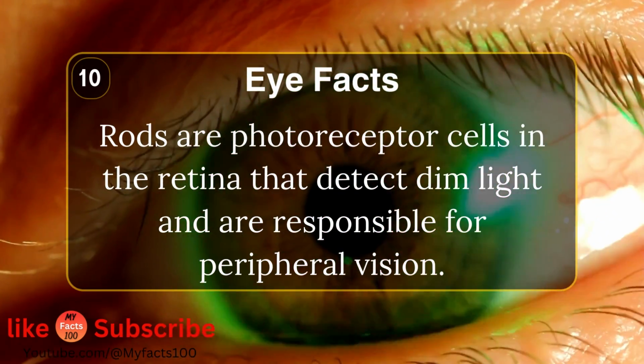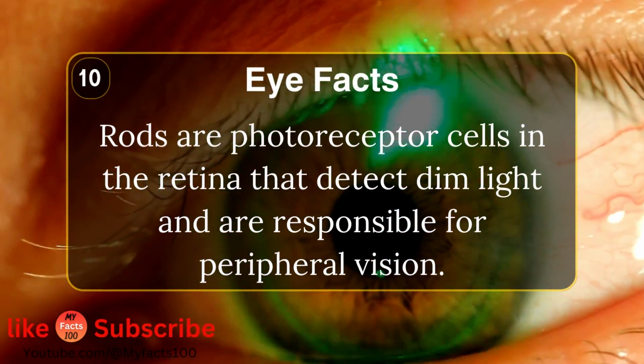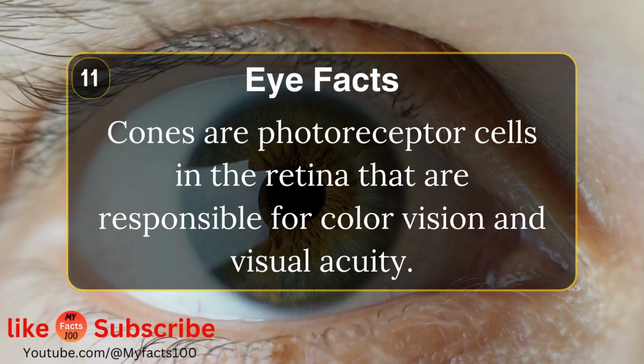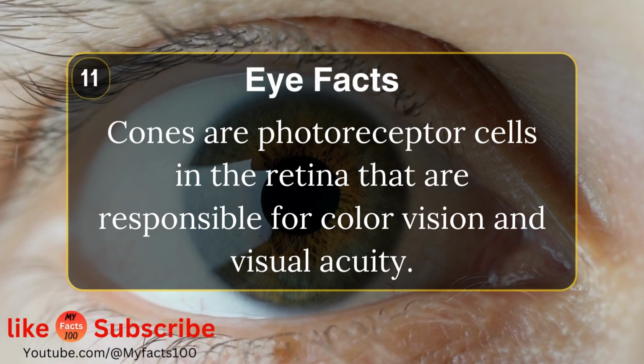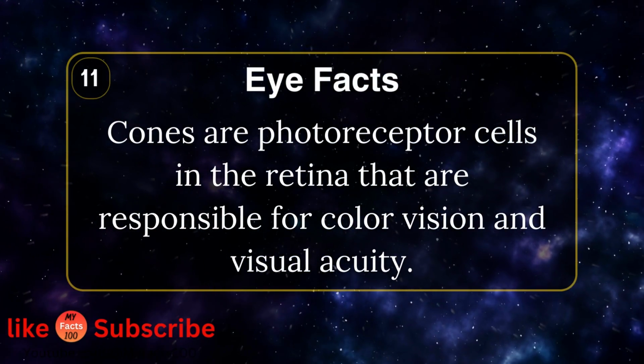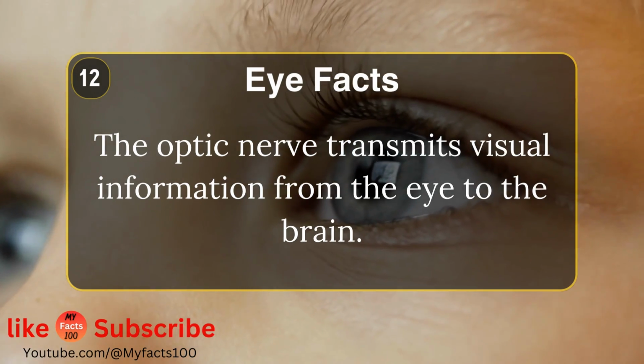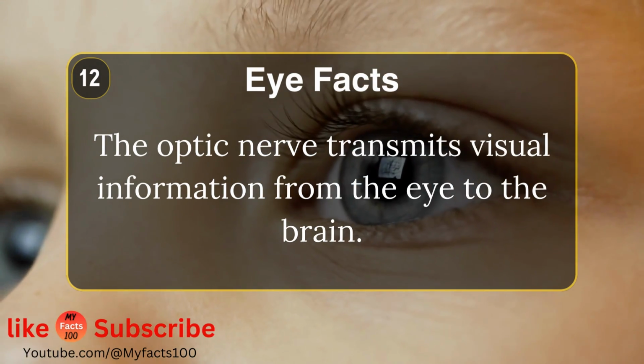Rods are photoreceptor cells in the retina that detect dim light and are responsible for peripheral vision. Cones are photoreceptor cells in the retina that are responsible for color vision and visual acuity. The optic nerve transmits visual information from the eye to the brain.